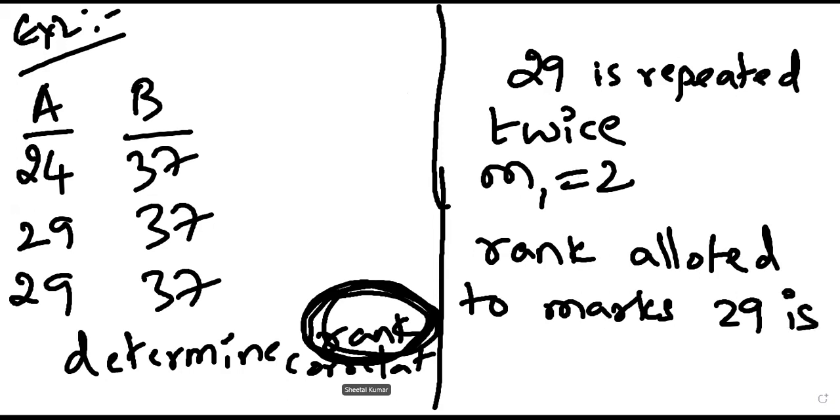Can anyone tell me? What is the rank allotted to marks 29? There is a tie between the first and the second rank. So which rank should be allotted here? Marks 29. 1.5. 1.5 has to be allotted to these marks.